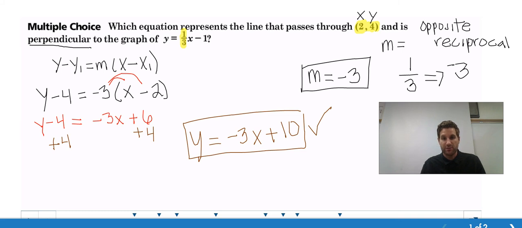Notice the slopes are opposite reciprocals. We have different y-intercepts, not that that matters, but it's all about the slope being opposite reciprocals. So let's look at one more.